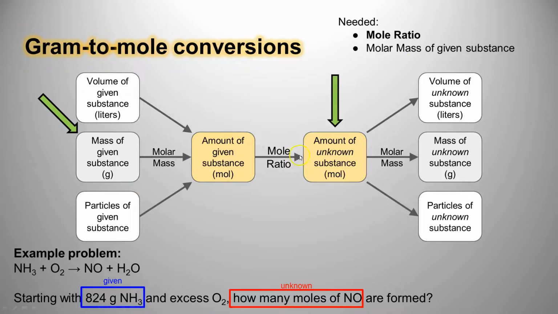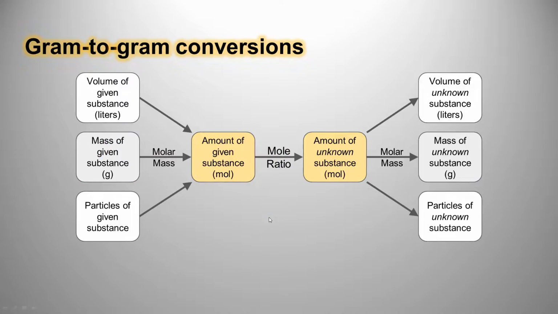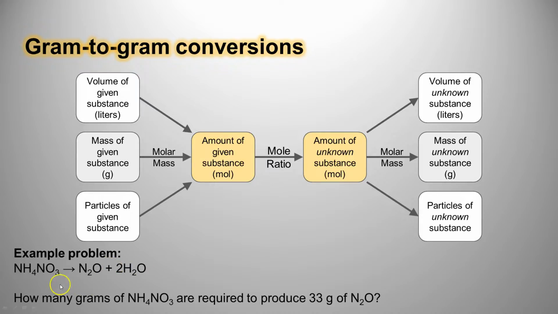All I need for that is my mole ratio, which I always need, and the molar mass of a given substance. Everything else is not going to be important. So I'm just going to look at where I'm starting with, mass of my given, trying to get to amount of unknown in moles. There I need the molar mass and the mole ratio. Finally, when I'm looking at gram to gram conversions, let's look at this example.